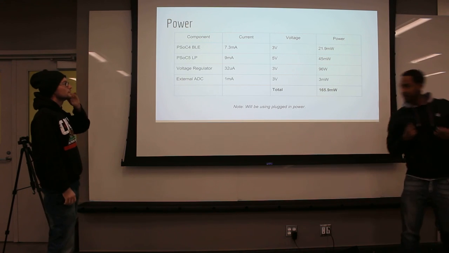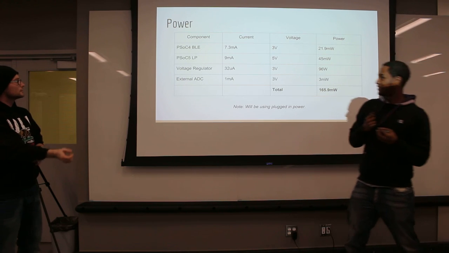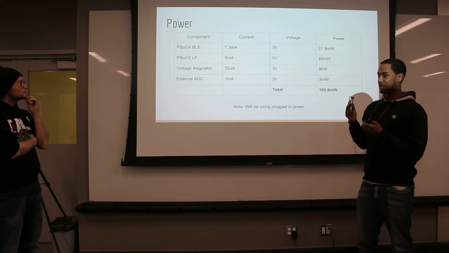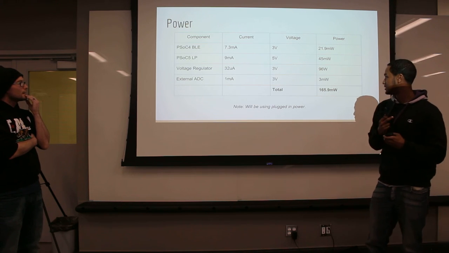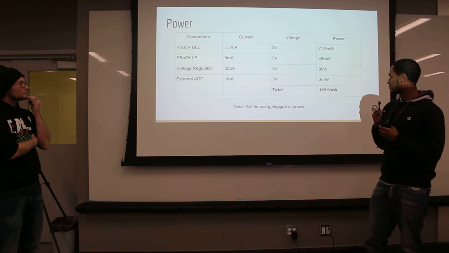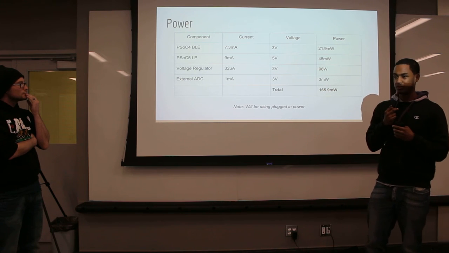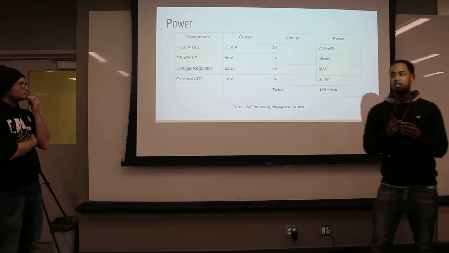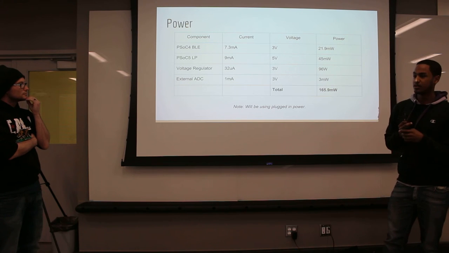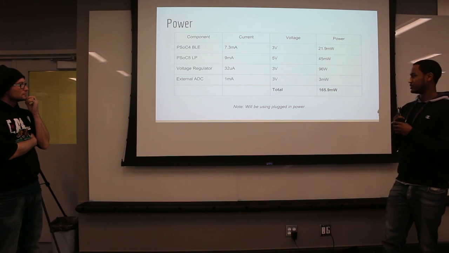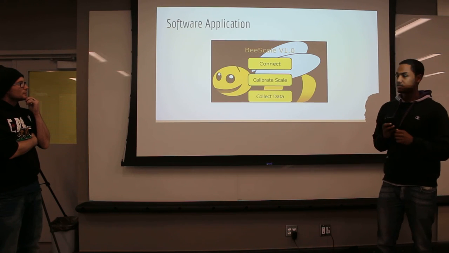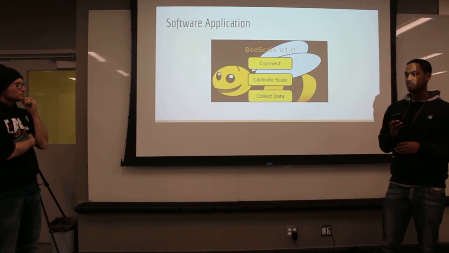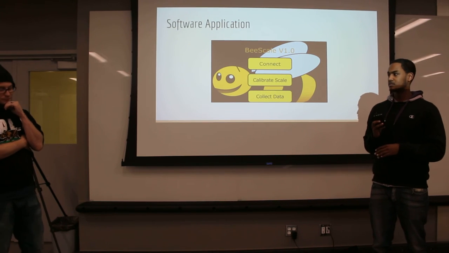So this is the power calculation that we have for now. We have the PSOC chips, the voltage regulator, and our external ADC that we've been testing with. And we've come up with a power of 165.9 milliwatts. And this is not accounting for the external battery we were thinking about it being plugged into. You guys need to get a regulator down, clean down, other than worry about that.